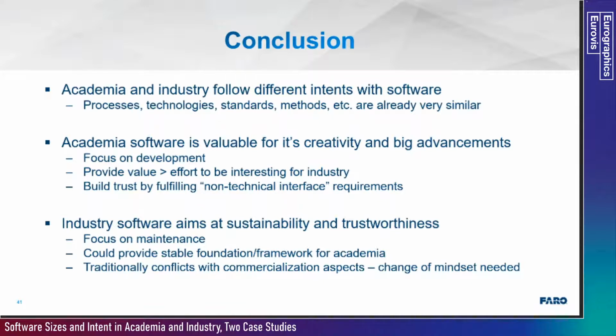The industry aims at sustainability and trustworthiness. The maintenance is our focus. We need a stable software which exists for a long time. So in both worlds we have both aspects of software engineering. We have the development and the maintenance, meaning we can bring those two worlds together. While academia can be the creative development, industry can be the provider for a stable foundation, for a framework. This conflicts, of course, with traditional ideas of commercialization of software, and a change of mindsets is needed here.